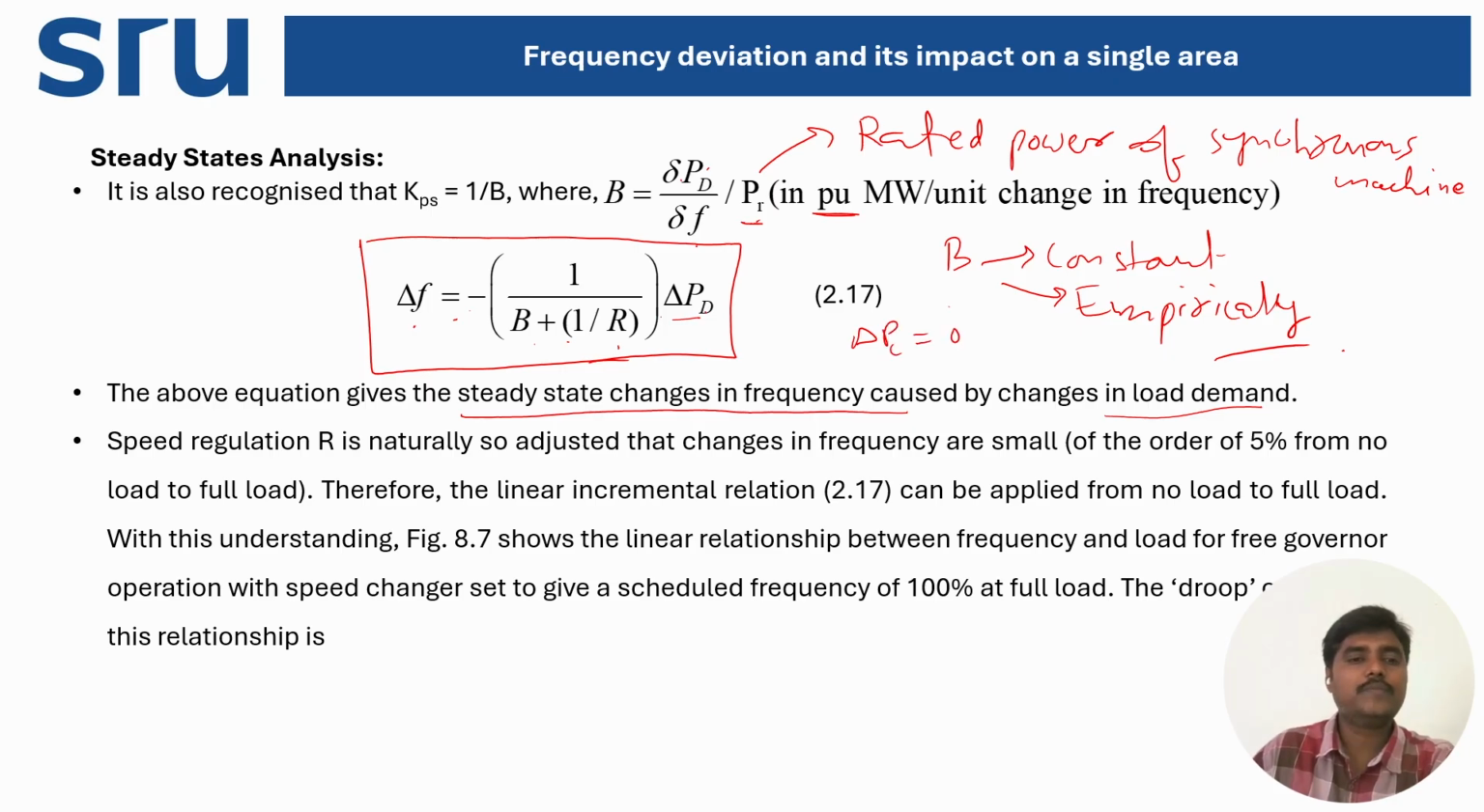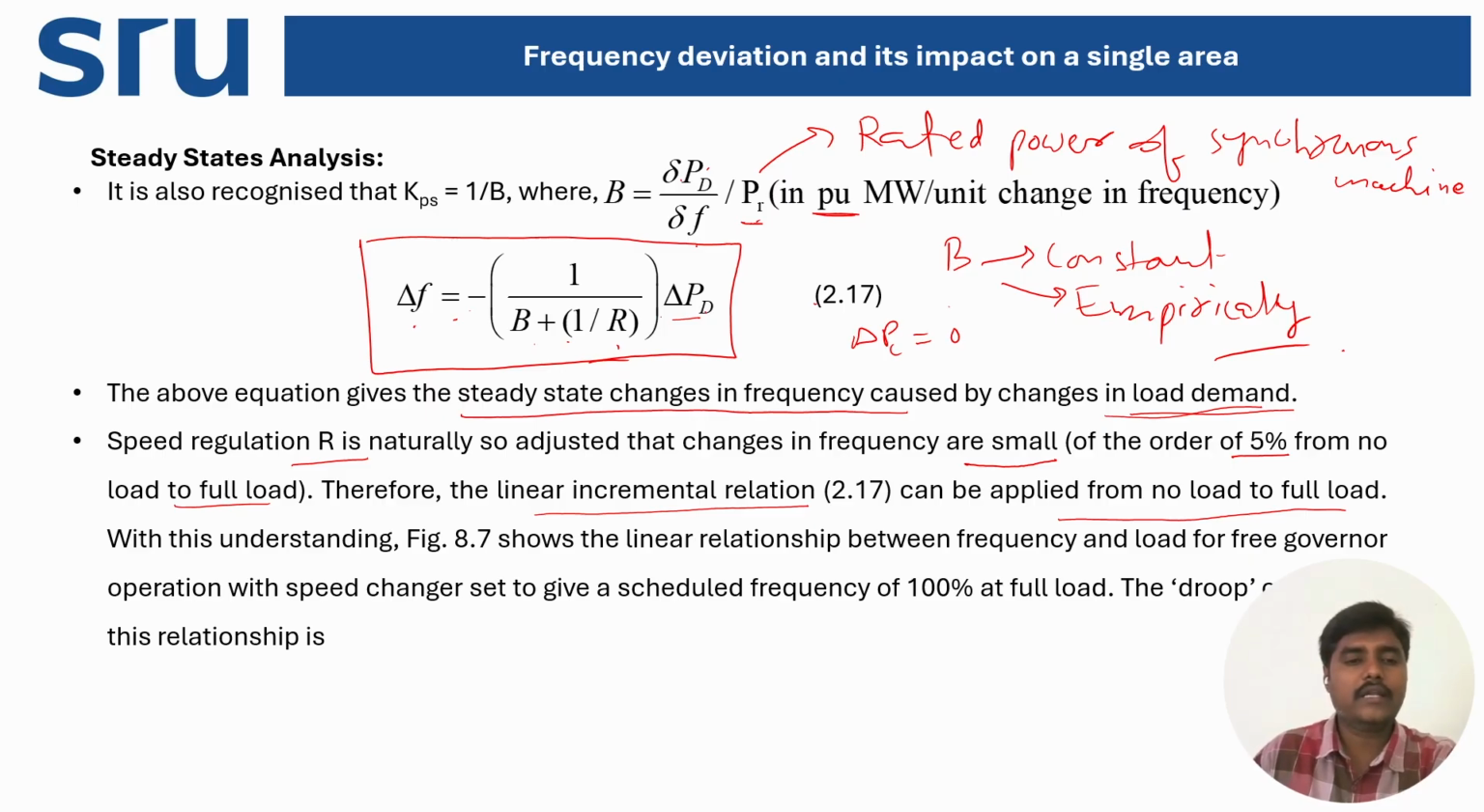So that is the reason this particular equation will give you the steady state change in frequency due to the resultant of load demand changes. Here the speed regulation R is naturally adjusted so that the changes in frequency are very small, usually in the order of 5% from no load to full load. Because we don't want very much variation in the frequency, as so many loads in the power system are sensitive to frequency changes. Therefore, the linear incremental relation, this particular relation 2.17, can be applied from no load to full load.